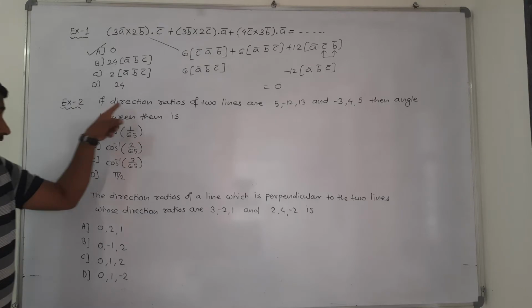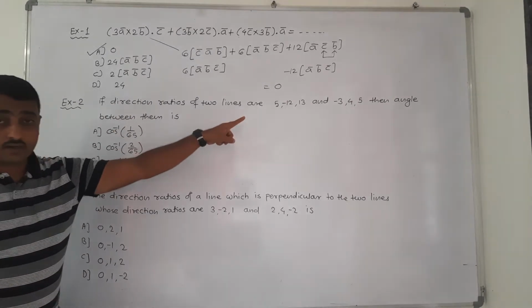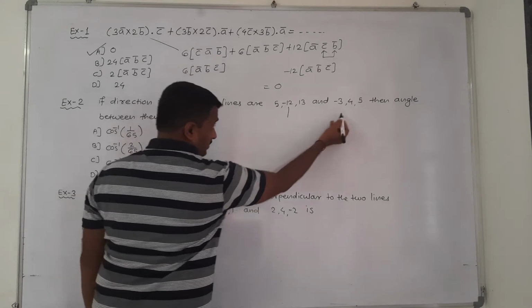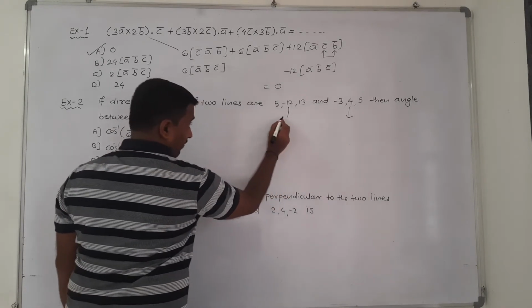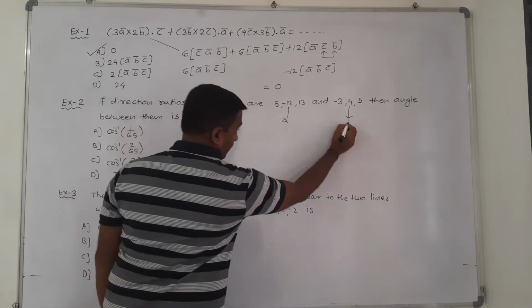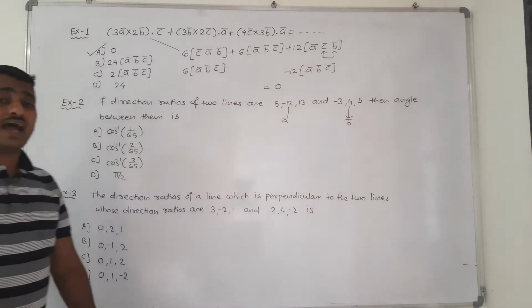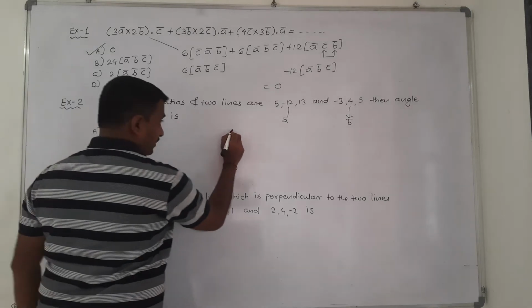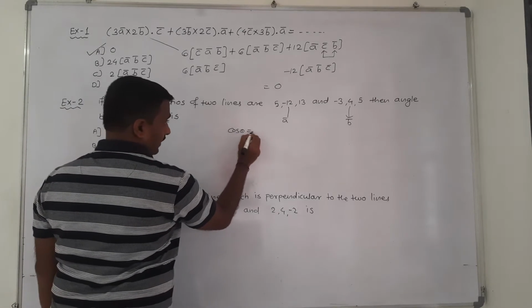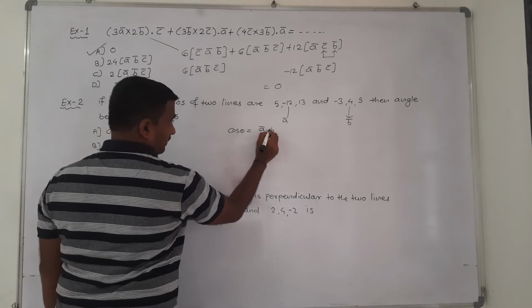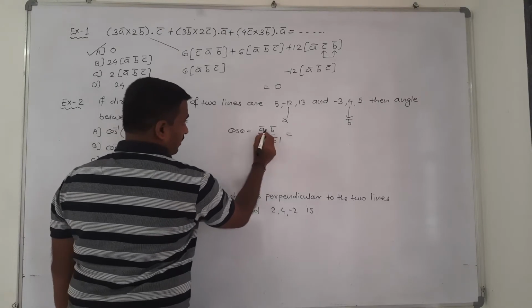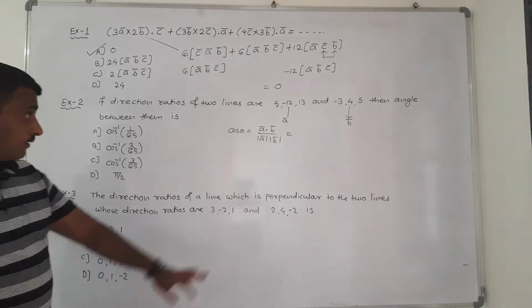Next example: if direction ratios of two lines are given, therefore vector associated with this and vector associated with this are a bar. Suppose this is a bar and this is b bar. These are the coefficients of no doubt i, j, k. Angle between them: we know that cos theta is equal to a bar dot b bar upon modulus a bar modulus b bar. This is just angle between any two vectors a bar and b bar.